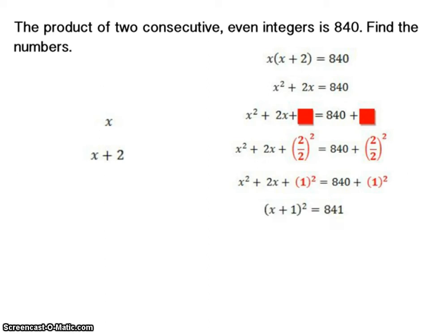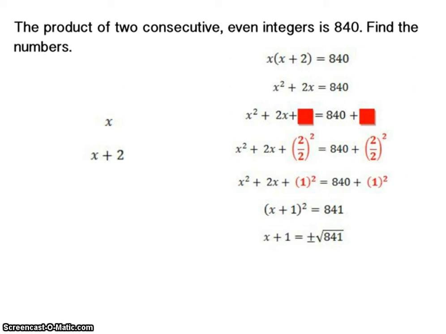Now we're going to factor the left side of the equation. We know that because we went through the process of identifying b, dividing it by 2, squaring it, and adding it, we created a perfect square on the left side of the equation, and we can factor that to be x plus 1 squared. And on the right side of the equation, we add 1 to 840, and we end up with 841.